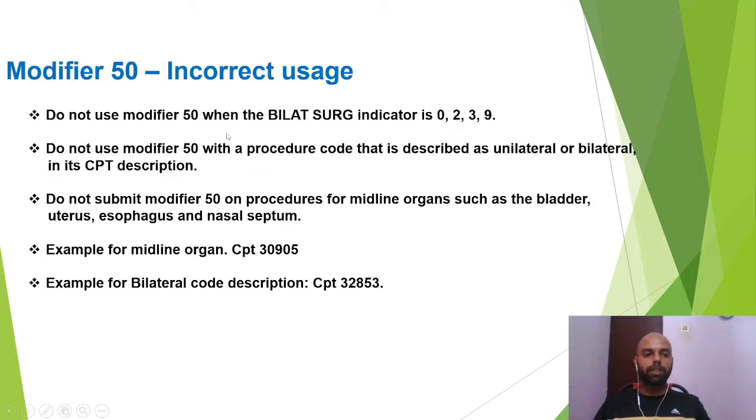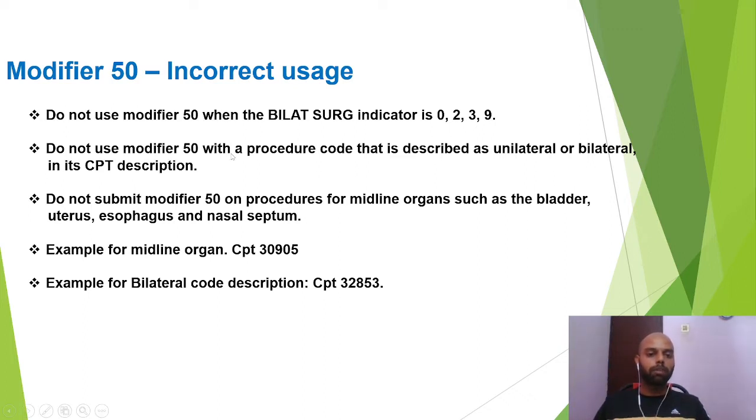Incorrect usage of modifier 50. Do not use modifier 50 when the bilateral surgical indicator is 0, 2, 3, or 9. We can only add modifier 50 when the indicator is 1. Do not use modifier 50 with a procedure code that is described as unilateral or bilateral in its CPT description. So whenever you check the CPT description and it shows unilateral or bilateral, you have to check the bilateral surgical indicators very carefully.